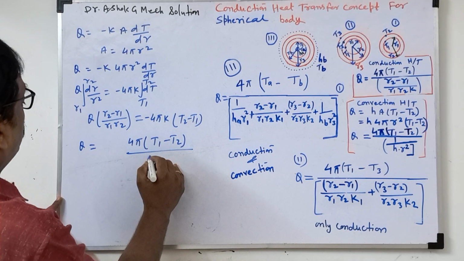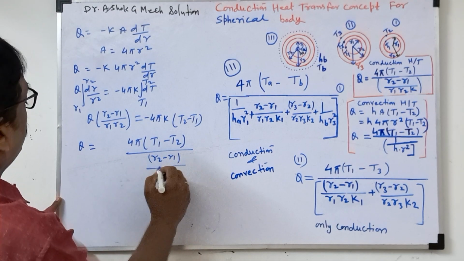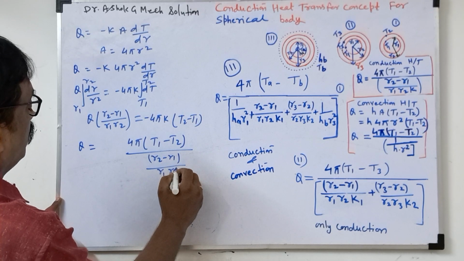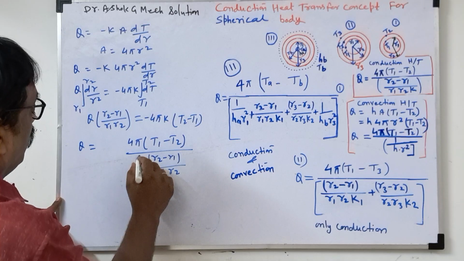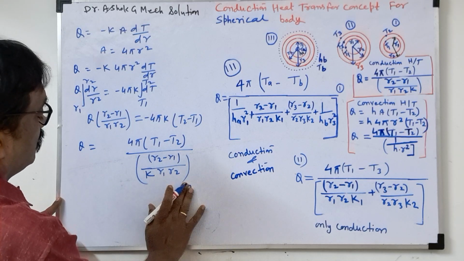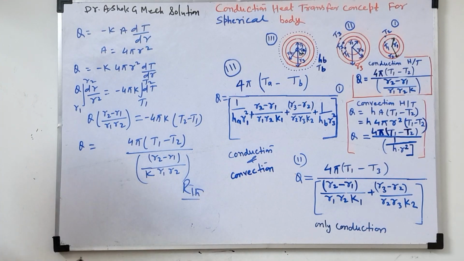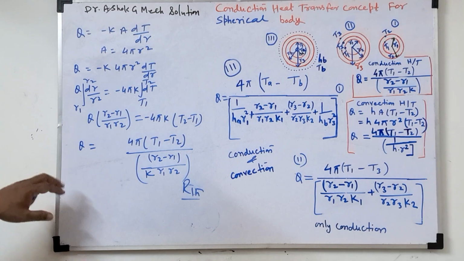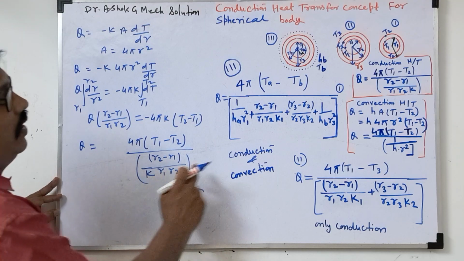In the denominator it will come R2 minus R1 by R1 R2, and this k will come here. So what is this? The thermal resistance for the spherical body. If one spherical body is there, the formula is Q equal to 4 pi T1 minus T2 divided by R2 minus R1 over k R1 R2.